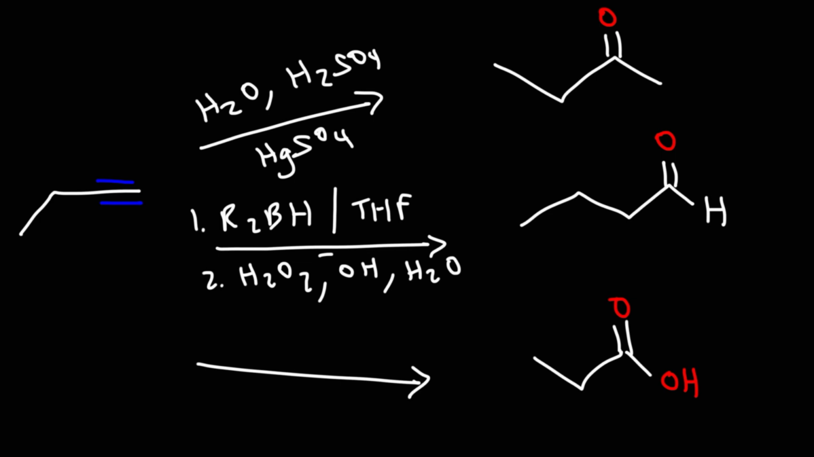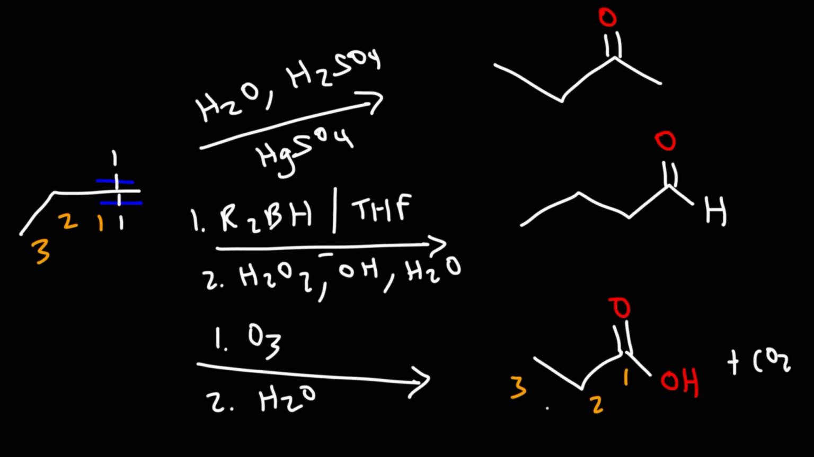Now to get the carboxylic acid, we need to cleave it here. So we need to use ozone followed by water. On the left side, we're going to have a 3-carbon molecule, which we have here. On the right side, we just have 1 carbon, which will be fully oxidized to CO2. But this reagent will give us this particular product that we're looking for. So the reagent is just ozone and water.